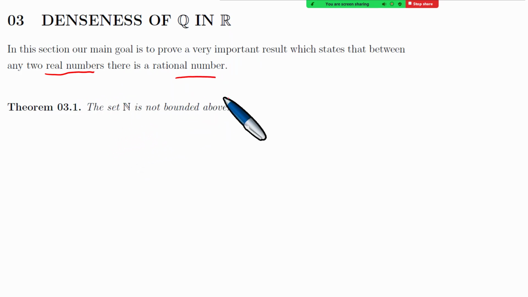The set N is not bounded above. Let's look at this theorem. The set of natural numbers as we defined it is not bounded above. Let us analyze this and look at the significance of this. The set of natural numbers is not bounded above. Let us look at the proof. To prove this one, we begin as follows.